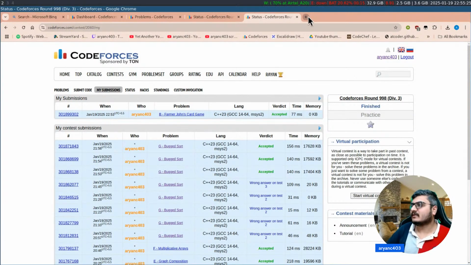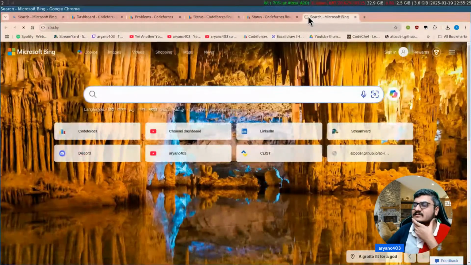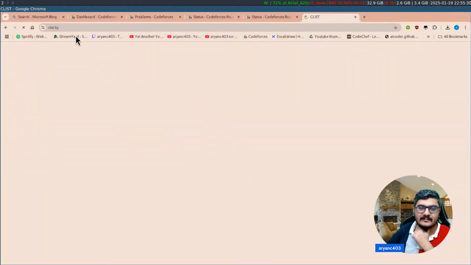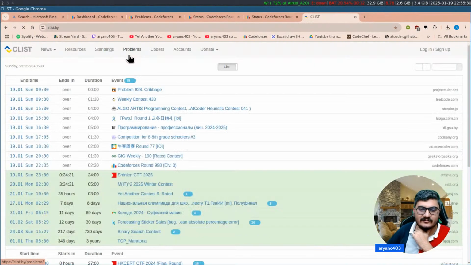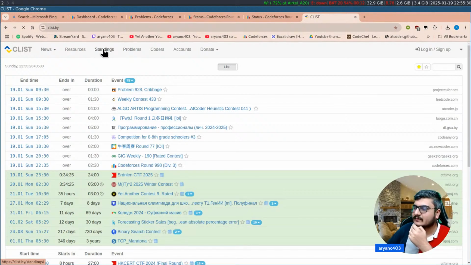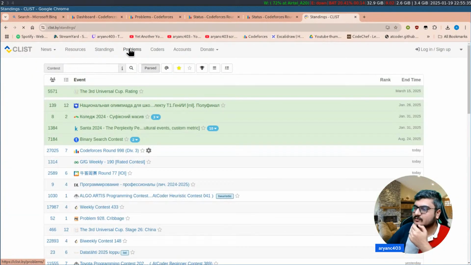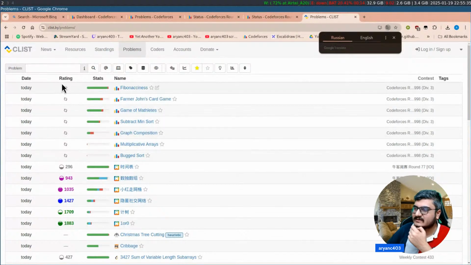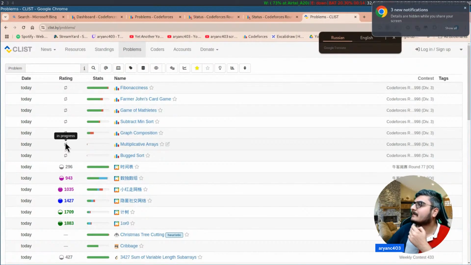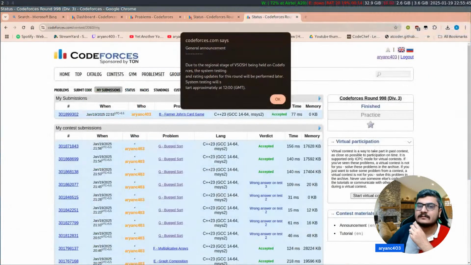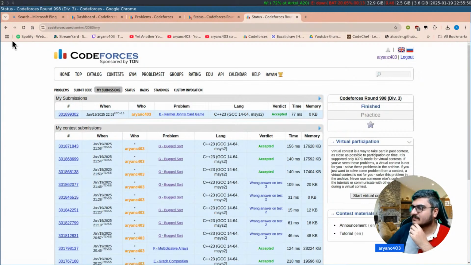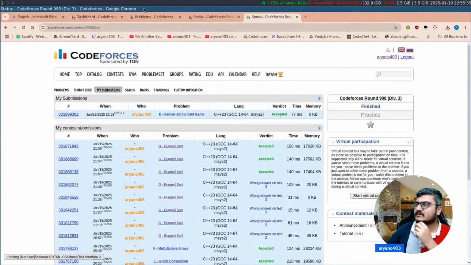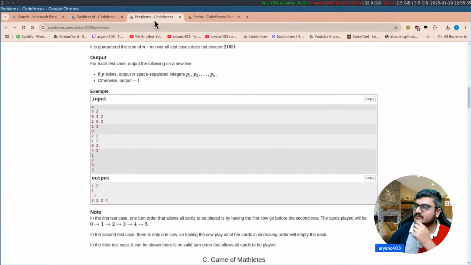Okay, what will be the rating of this problem? I think you can just check clist.by. They publish the rating for every contest based on how people have solved it. So you can just look at this. They are right now refreshing the rating here, but once they are done, you can find it here. Okay, I think this contest might be a mirror of some other contest, or probably I'm not sure, but that's where we are.